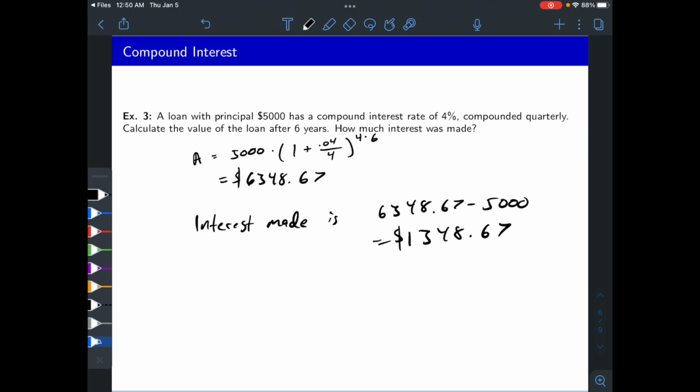If you wanted to know what percentage, you could figure out what percent of 5,000 this is. That's certainly something you could compute as well. But in this question, I'm just asking how much interest was made, the amount of dollars of interest that you made on this account.